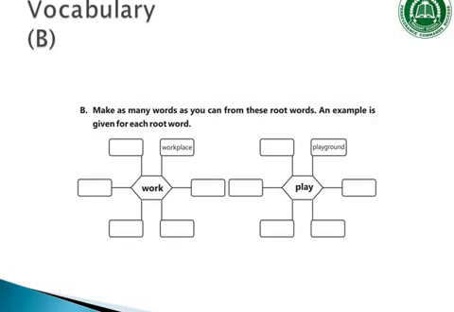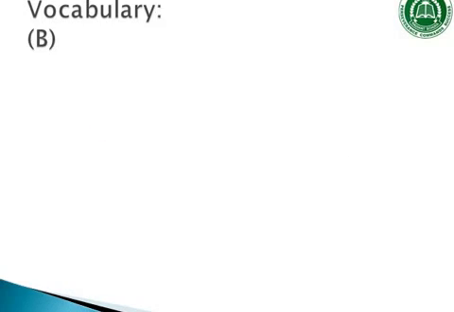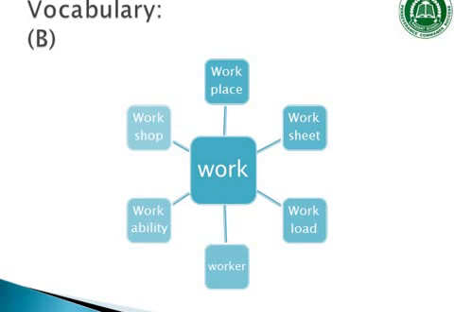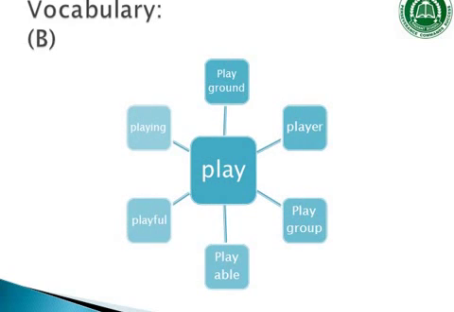Now we'll move to part B of the exercise on the same page, in which we have to make words from the given root word. Now this is an interesting activity and you must have done it before. The first given word is work, and we can have words like workplace, worksheet, workload, workshop, worker, etc. The next root word is play, and we can make words like playground, player, playgroup, playable, playful, playing, and many more.